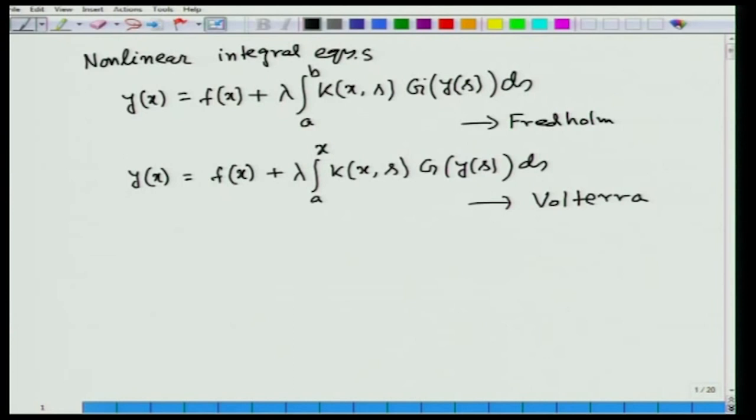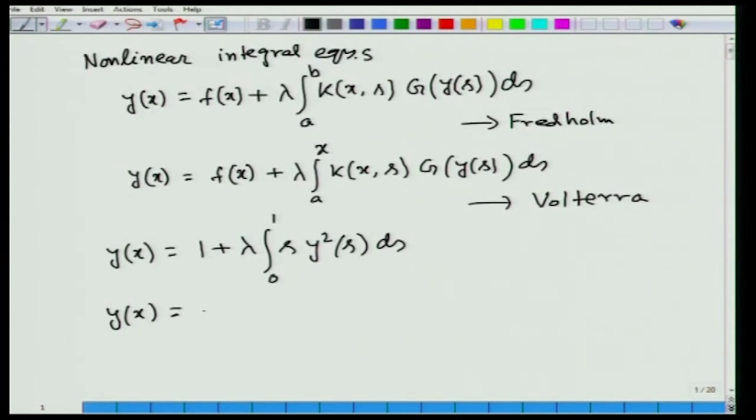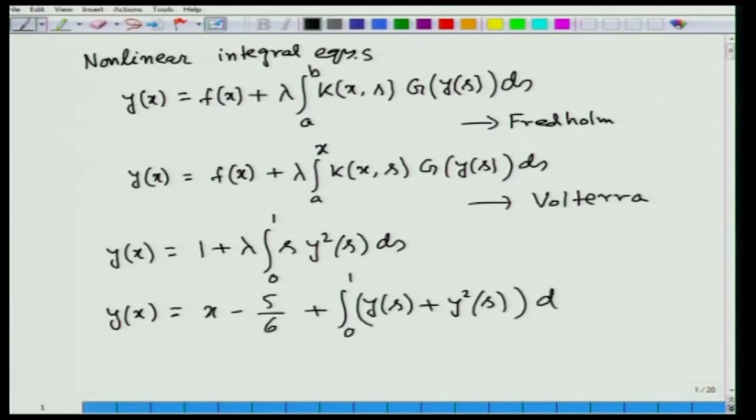where this G, capital G, is a function of y, which is a nonlinear function of y. And some examples of these types of equations are y(x) is equal to 1 plus lambda integral 0 to 1 s y square(s) ds. In this example, G(y) is actually y square. Similarly, another example is y(x) equal to x minus 5 by 6 plus integral 0 to 1 of y(s) plus y square(s) ds.